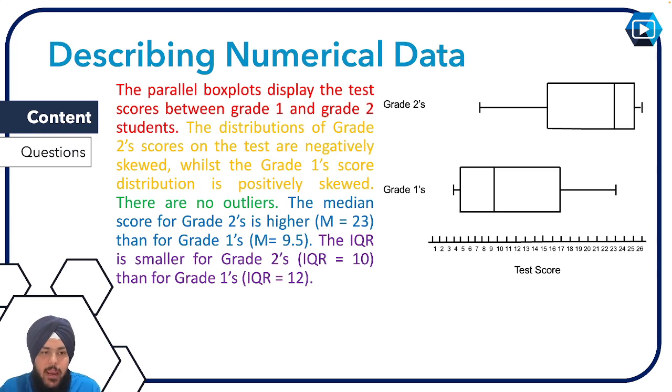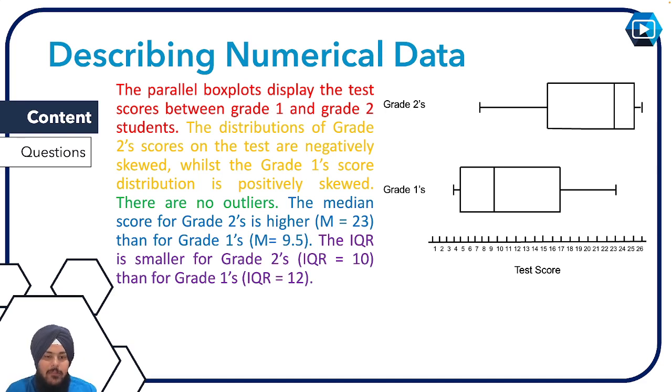The distribution of grade 2 scores on the test is negatively skewed, whilst the grade 1 scores are positively skewed. And because we have no outliers, we still need to mention that there are no outliers. Then we can describe the measures of center. I've chosen to describe the median here because, like I said, the median is a resistant statistic. Regardless of whether your data is skewed or approximately symmetrical, the median is always a good measure of center.